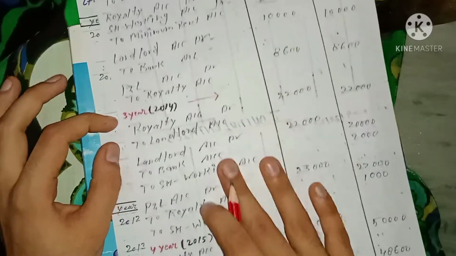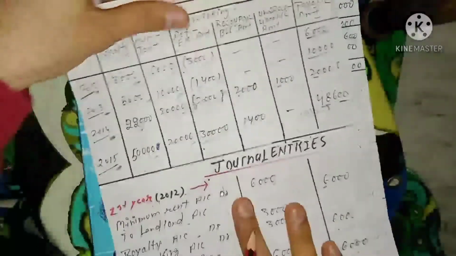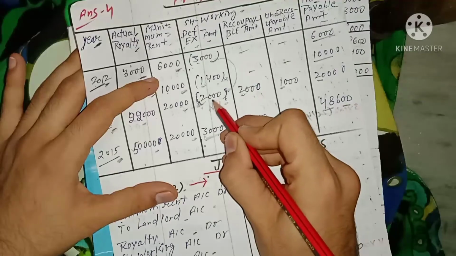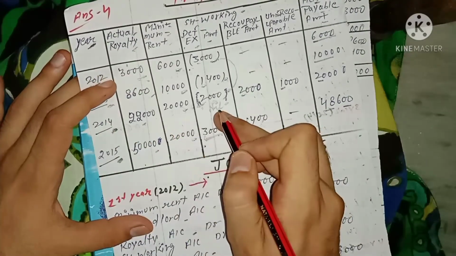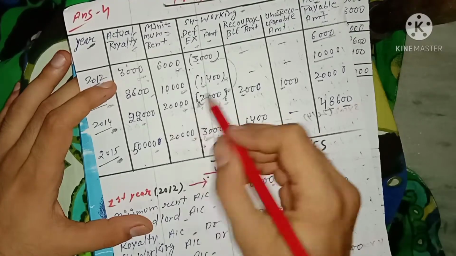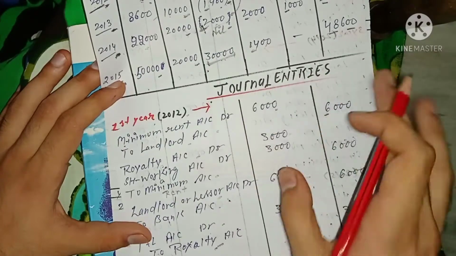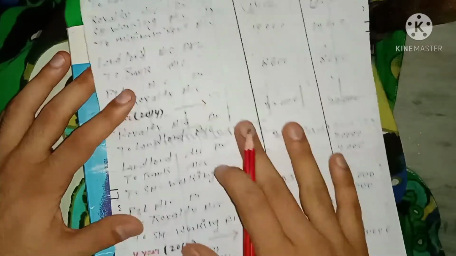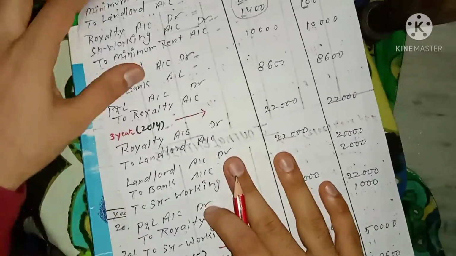So in the year of 2014 and 15, you can see there was not even a single amount of short working incurred. I have already made it clear to you that the minimum rent account will only be opened in the year when short working occurs. So in the year of 2014 there is no short working, so we don't need to open the minimum rent account. So simply you have to pass the entry.